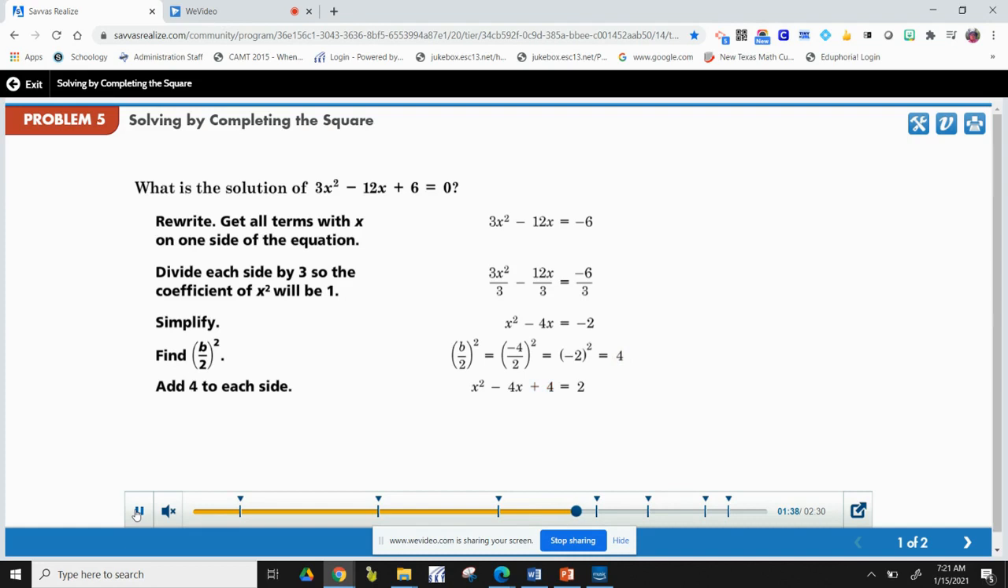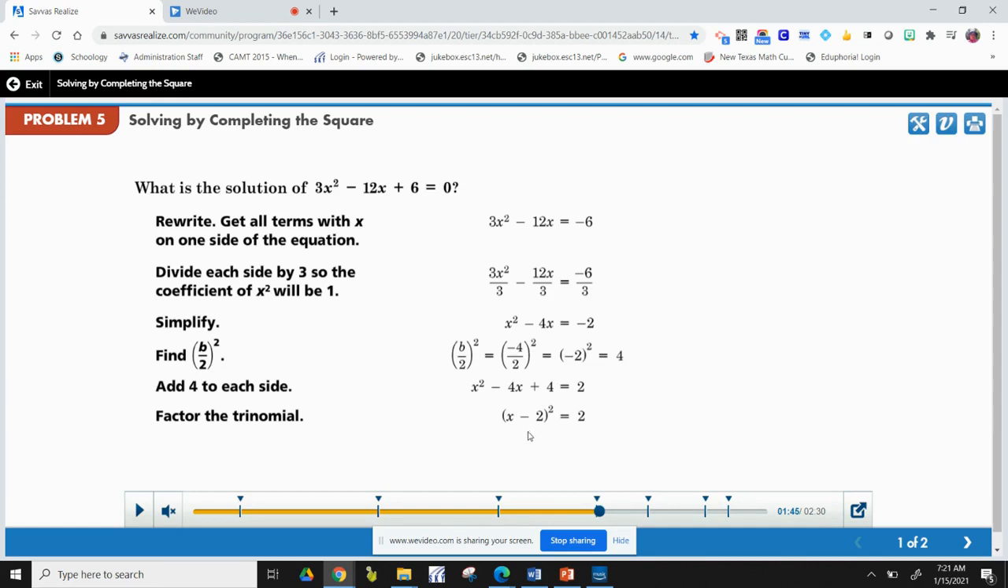Okay, so they simplified on that side. Now, factor that left side. What numbers multiply to 4 and add to negative 4? Negative 2. This sign is negative, so this sign is negative.